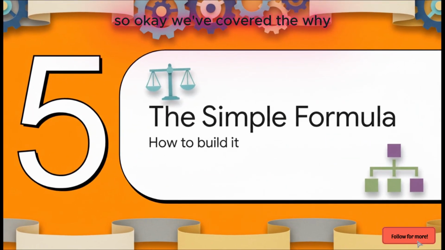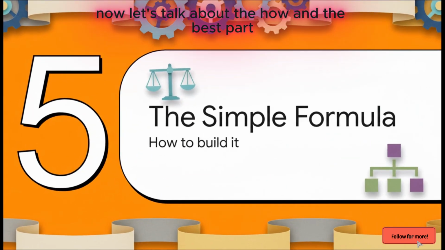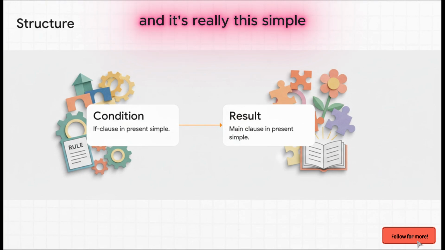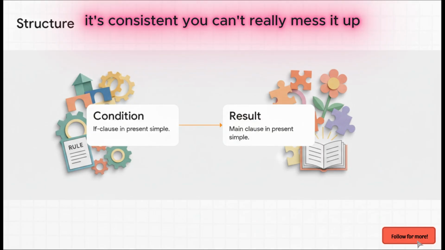So, okay, we've covered the why. Now let's talk about the how. And the best part? The formula for building these sentences is super, super easy. Here's the key, and it's really this simple. Both parts of the sentence, the if part and the result part, just use the present simple tense. That's literally it. If, present simple, then present simple. It's clean, it's consistent, you can't really mess it up.